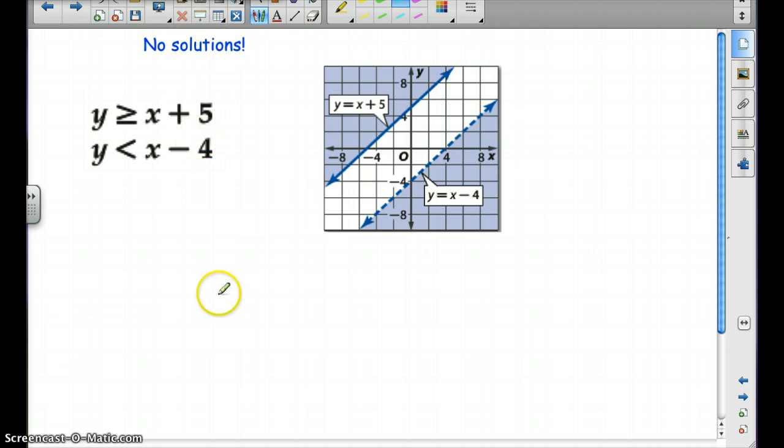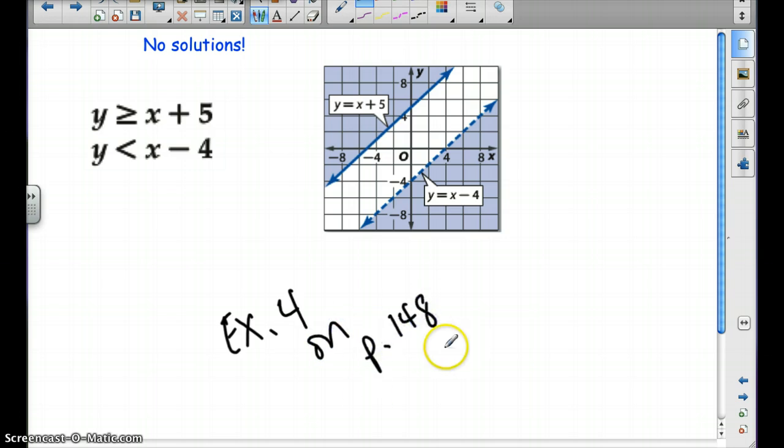That's all I have for you today. In class, Mr. Carr is going to teach you vertices of a triangle. So using these but with the vertices. And that's example 4 on page 148. So we still need to go over that in class.